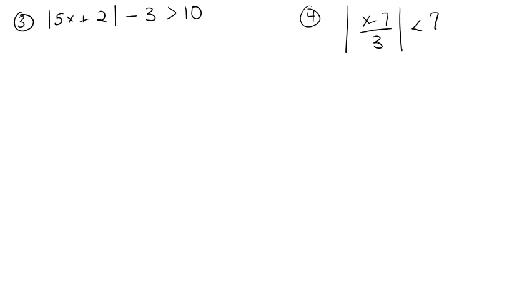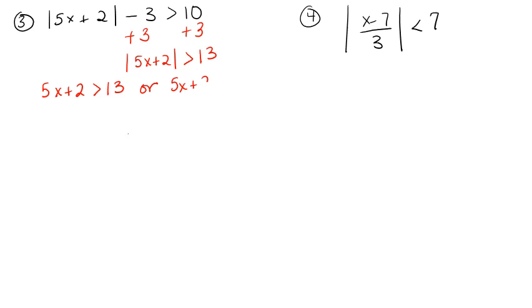All right, so let's look at example 3. Let's get the absolute value by itself. Minus 3, I would add that 3 to both sides. So I get absolute value of 5x plus 2 is greater than 13. That's an or, greater than. So I'm going to split this into 2. 5x plus 2 is greater than 13, or 5x plus 2 is less than negative 13.